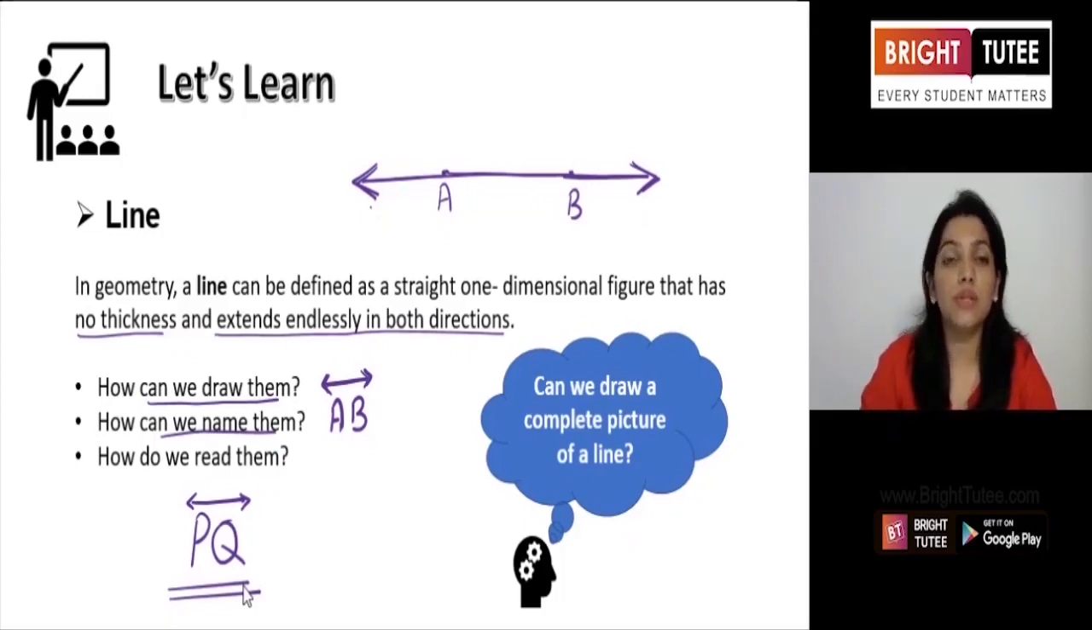Now, what question arises is, can we draw a complete picture of a line? What do you think? Can we draw a complete picture of a line? The answer is no, we cannot. And why? Because we just learned that a line goes endlessly in both the directions, right? So if it is going in both the directions endlessly, I don't know where to stop. And if I don't know where I'm supposed to stop, then how can I measure it? So we can never measure the length of a line. This is very important to remember.